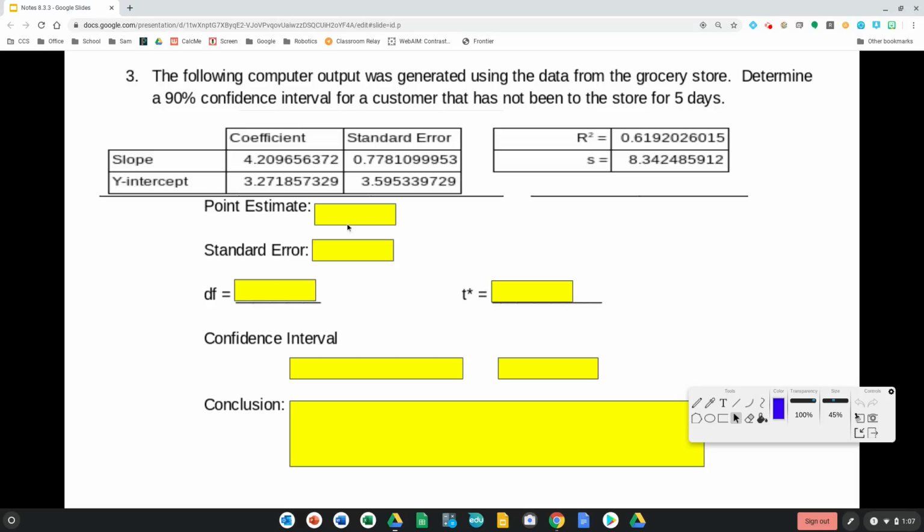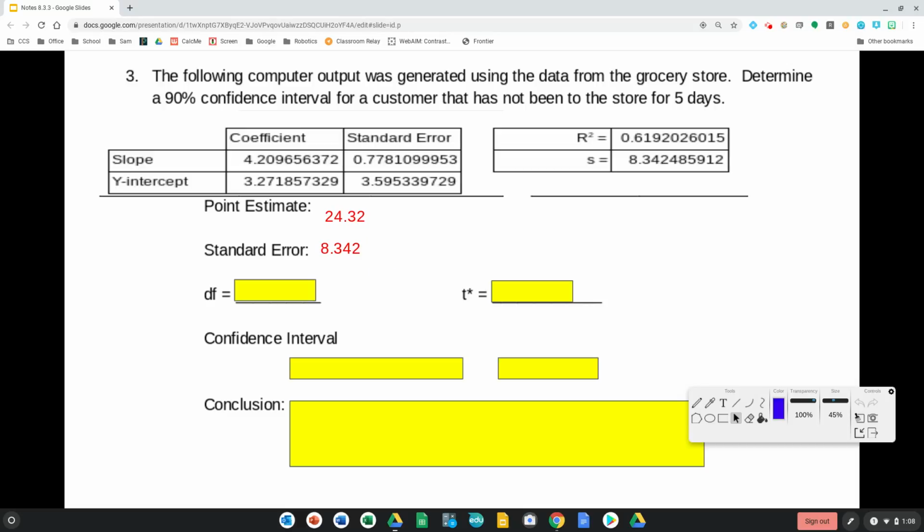Well, our point estimate is going to be exactly what we did at the very beginning of this video. It's just going to be plug 5 into our regression equation, and we get 24.32. So that's our middle point. Now we're going to add and subtract values to that. Based on our outputs up here, our standard error, not for the slope, not for the y-intercept, but for the prediction value, is this value S right here, 8.34. So that's what we're going to use for our standard error.